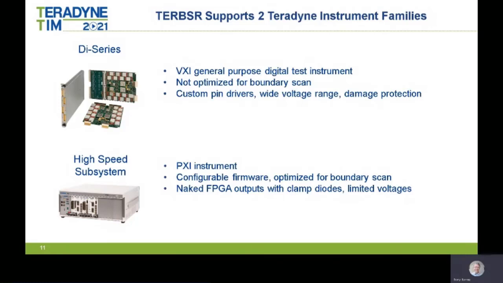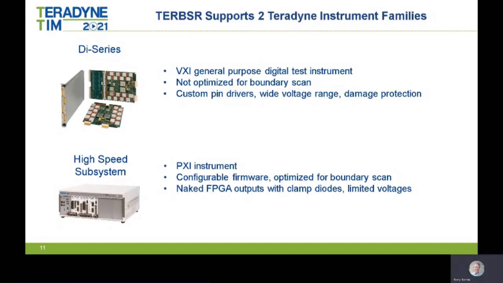In addition, we offer the high-speed subsystem. There are many individual instruments within this family that can be used for boundary scan testing. These are all PXI instruments. They have configurable firmware, and many have available firmware that is optimized for boundary scan. Their pin drivers are not as generic as those on the DI series. They use naked FPGA outputs with clamp diodes, and they only support a limited set of voltages.